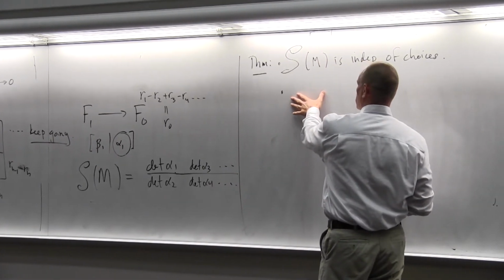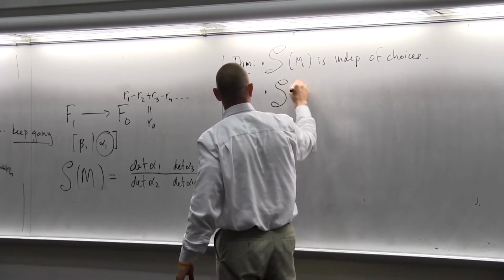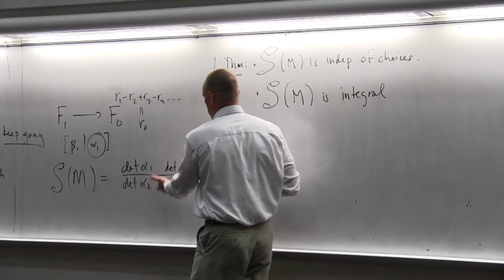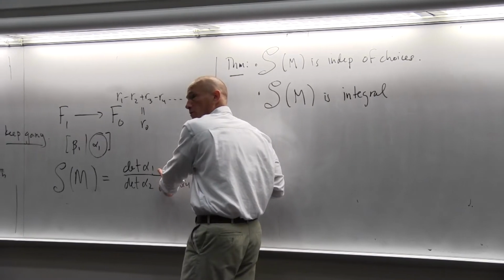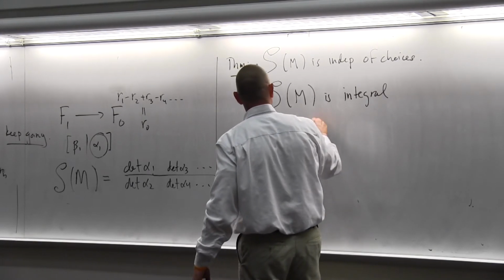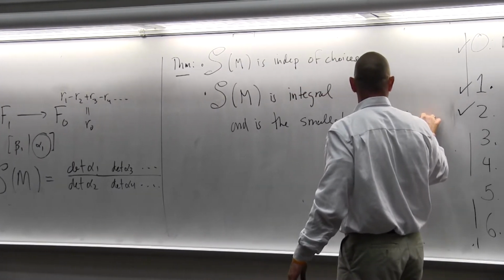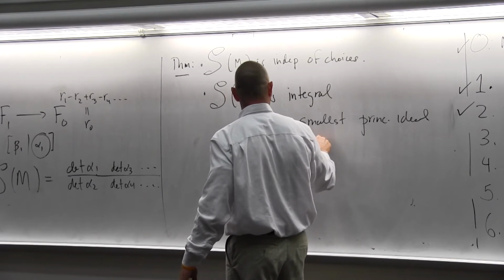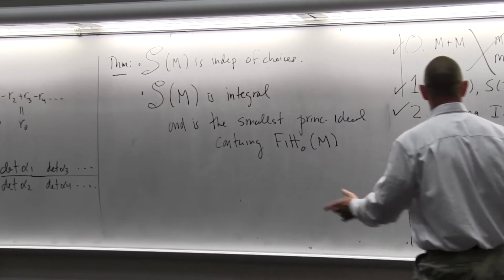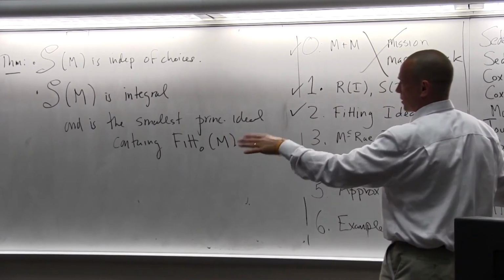It behaves nicely under localization. It's multiplicative on short exact sequences. But the cool thing that we want is the following. S of M is integral. A priori, this is not going to be in your ring. This is a quotient of somebody in your ring by somebody else in your ring, so there's no reason it should be integral, but it is. It's integral, and it's even better than that: it is the smallest principal ideal containing Fitt 0 of M. So we know the Fitting ideal annihilates a module. If I know that I've got a hypersurface, remember what we were trying to do is understand the annihilator of something.